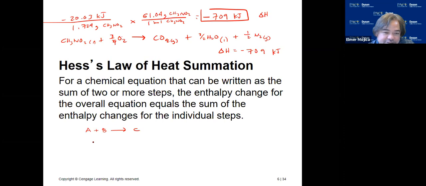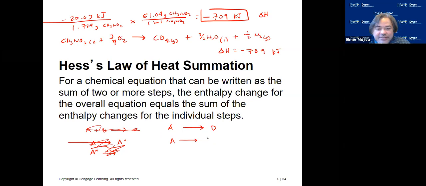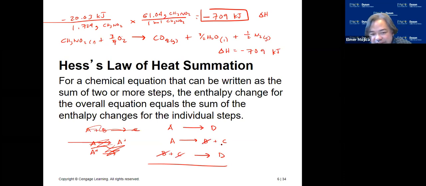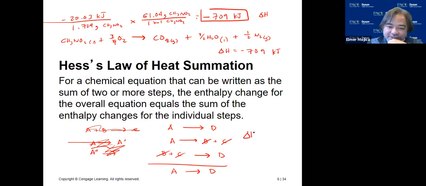Or you might have a reaction, let's say A producing D. But what really happened is A produced B plus C, and then B plus C produce D. So if you're going to add everything, you cancel out the ones on both sides. So you end up with A producing D. Okay. Now, why do they have to incorporate Hess law? What do we say about delta H earlier?